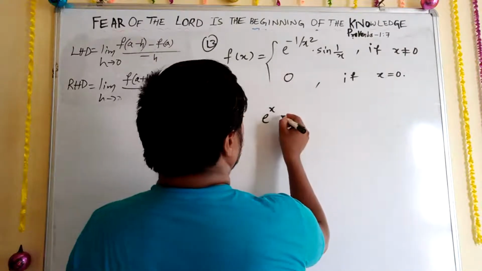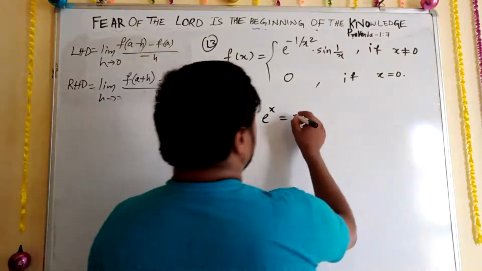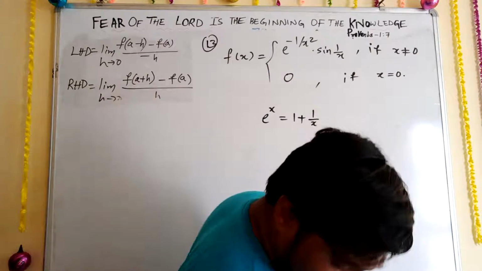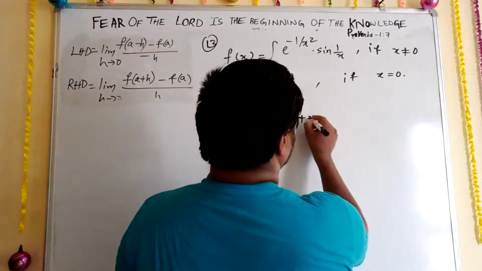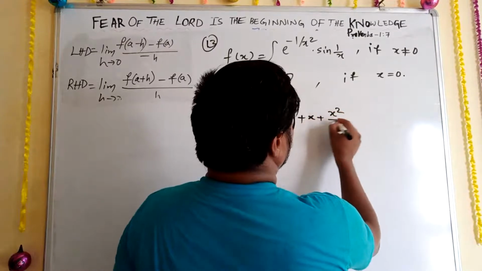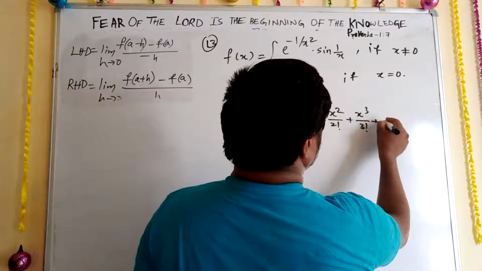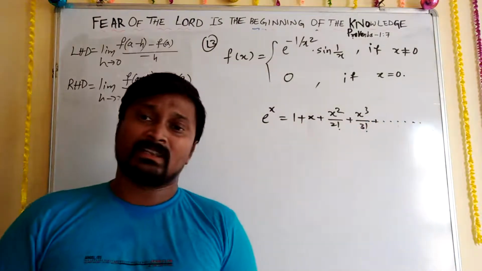Directly remember only the e power x formula here. So what is e power x? You already know it is 1 plus x plus x square upon 2 factorial plus x cube upon 3 factorial plus and so on. This is your formula. You just remember that formula.